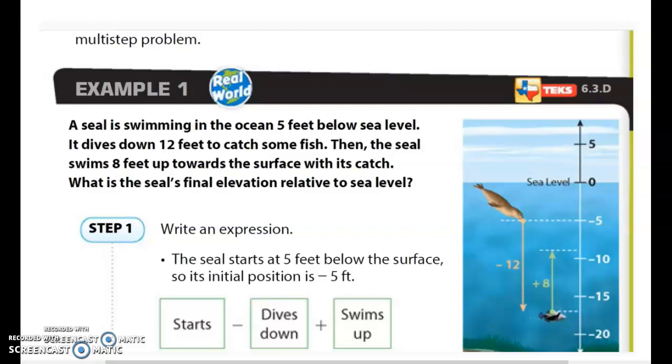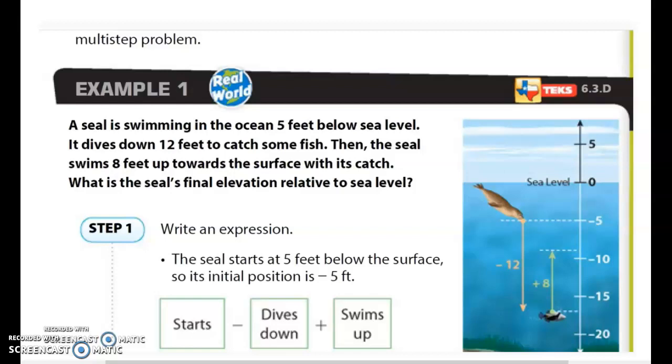Then the seal swims 8 feet towards the surface with its catch. Now, swimming up, of course, is going to be representative of a positive number. We're getting closer to 0, which is closer to the level of the sea or the sea surface. What is the seal's final elevation relative to the sea level?